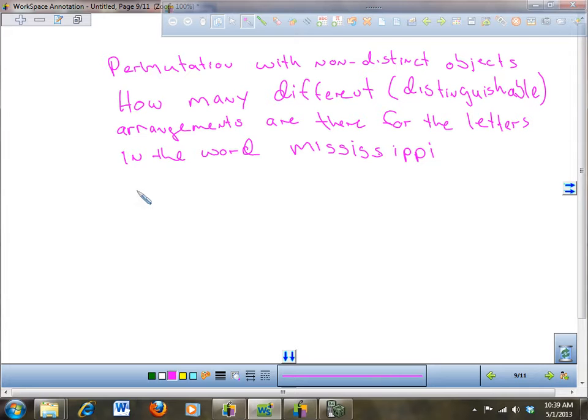Okay? So how many letters are there? 4? 11. I mean, how many letters altogether? Count the letters. 11. So if it were just an arrangement, that would be 11 factorial.